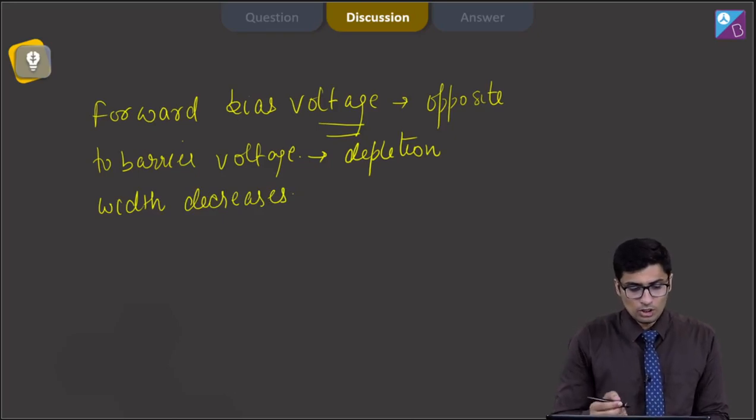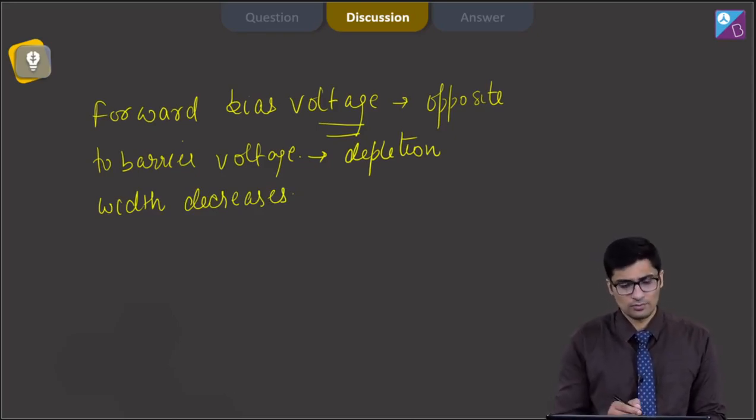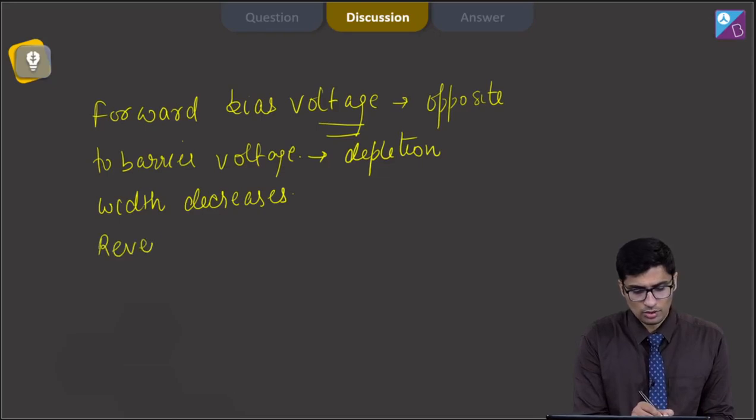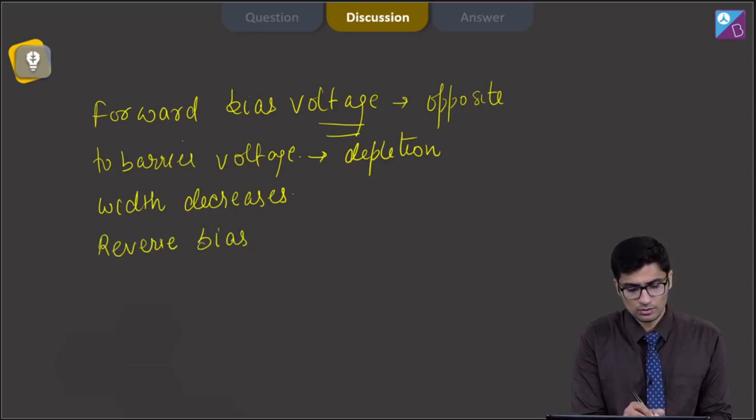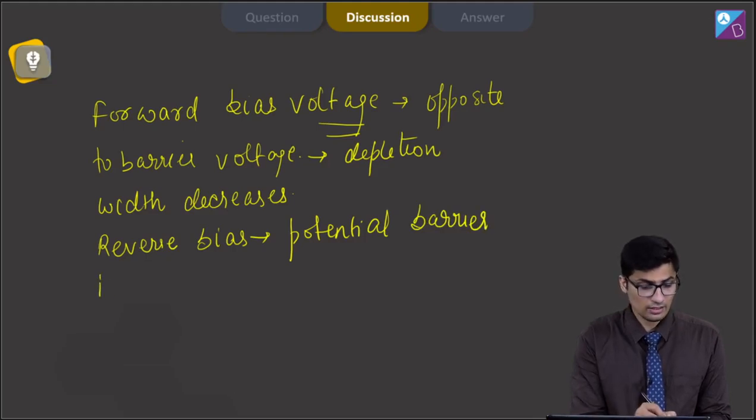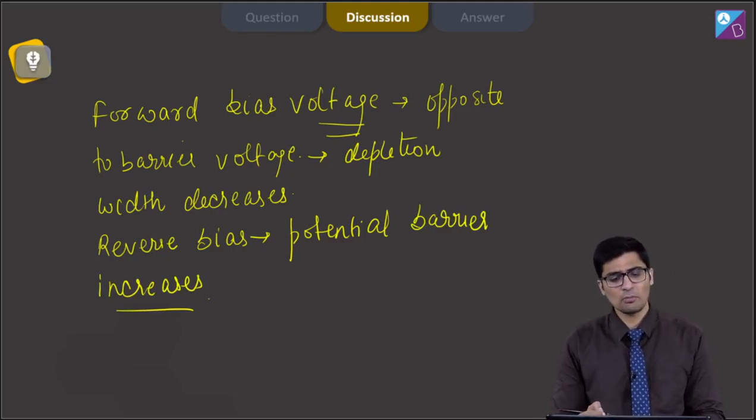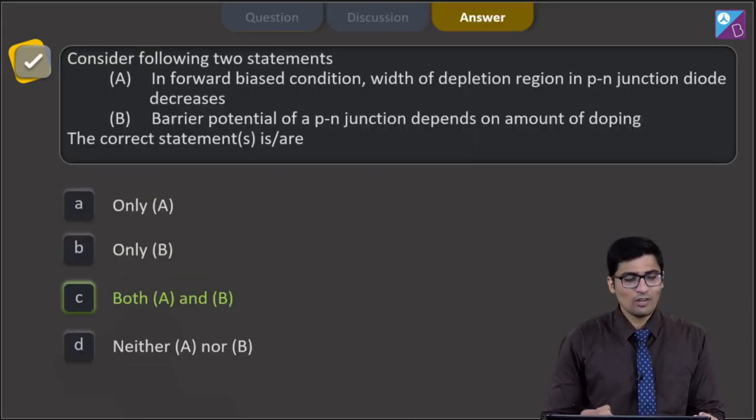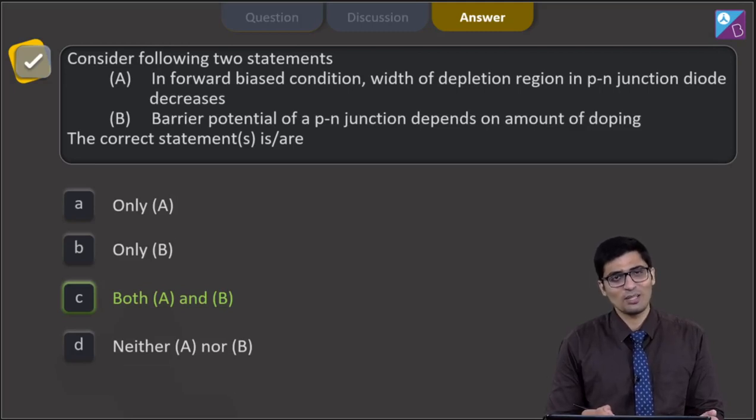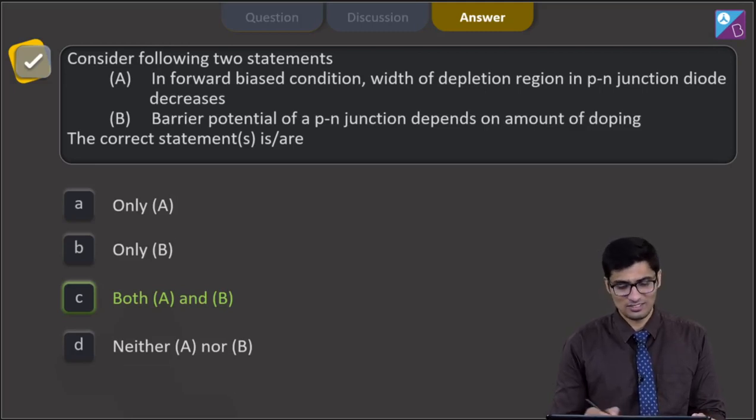Now, in the reverse bias, the potential barrier will increase. In the reverse bias, on the similar principles, the potential barrier, dear students, increases. And why so? Because the barrier potential is in the same direction as the reversed bias voltage, and therefore, if we consider these facts, we can find out that both A and B are the correct statements, and hence the answer for this question is option number C. Now, let us proceed to the next question.